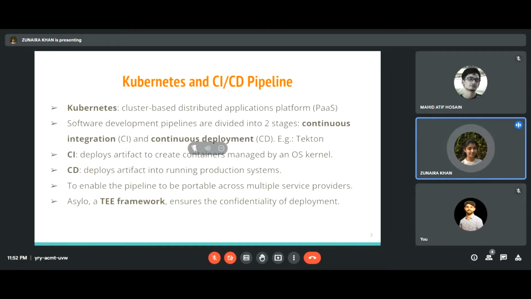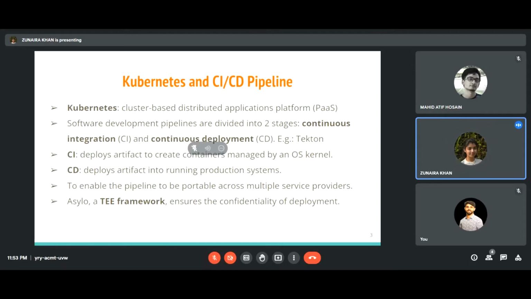So we know the commercial software development pipeline is divided into two stages, the continuous integration CI and continuous deployment CD. In this paper, Tekton has been used. So CI deploys artifacts to create containers managed by an operating system kernel. This automates each successive action in the pipeline from building the artifact to storing it for future use.